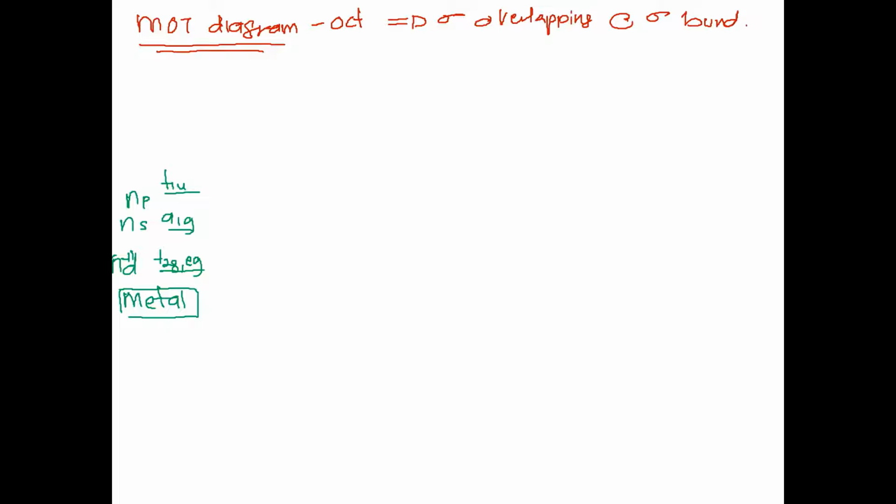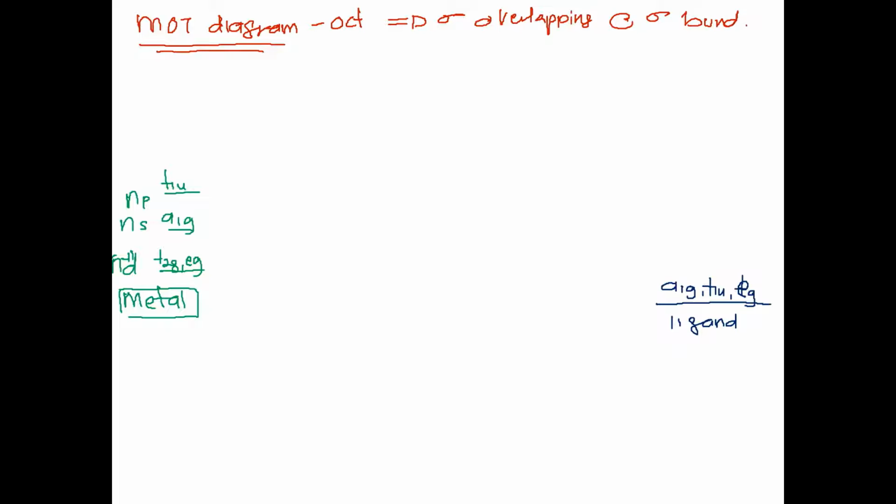Okay, so this is on the metal side. And then the other side will be your ligand. So this is your ligand. Okay, so your ligands usually will have A1G, T1U and T2G and the EG, which are dx square minus y square and dz square too.